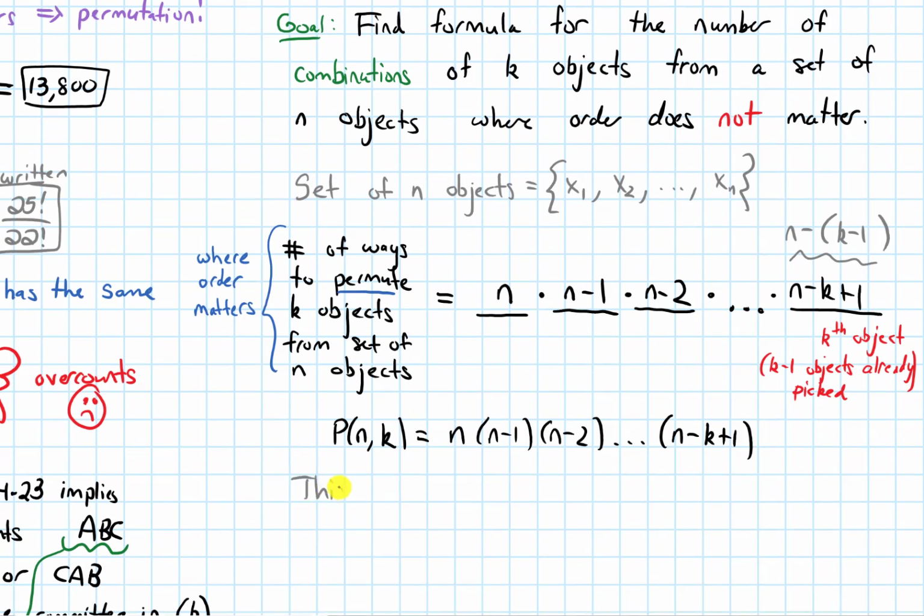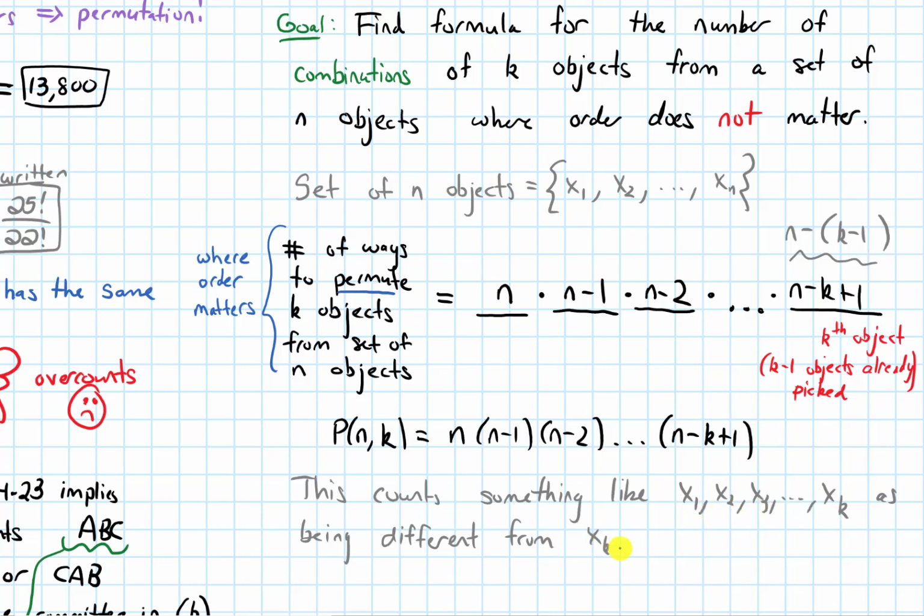This formula counts something like picking x1 first, and then x2, and then x3, up to picking xk as being different from having those same objects, but in a new order. Like, what if I reverse the order? So I did xk first, and then xk minus 1, dot, dot, dot, until I get to x2, and then x1.